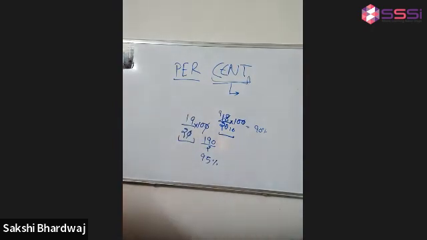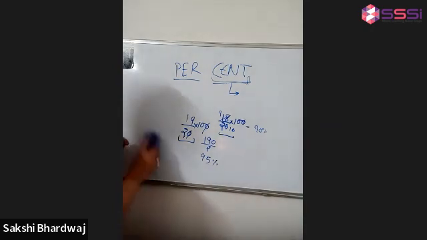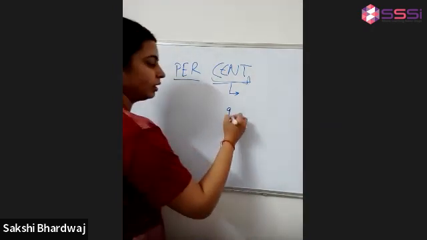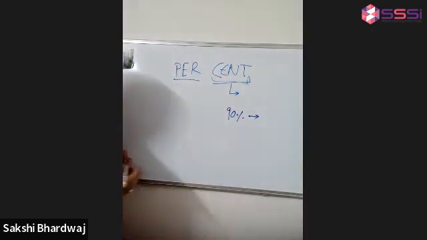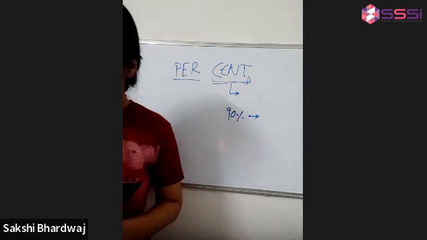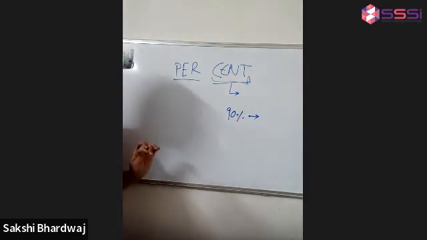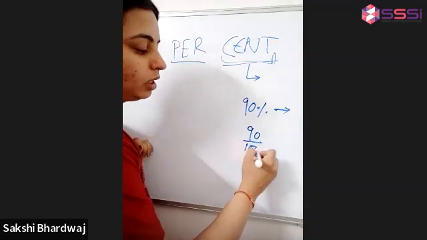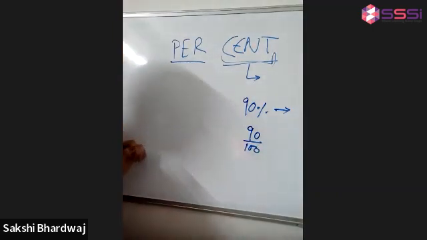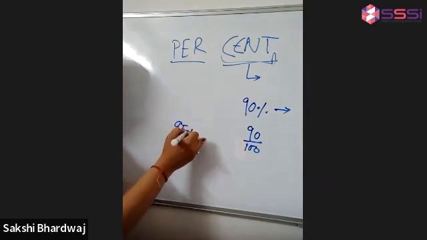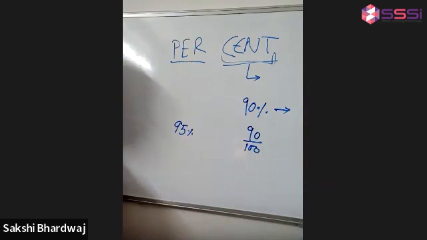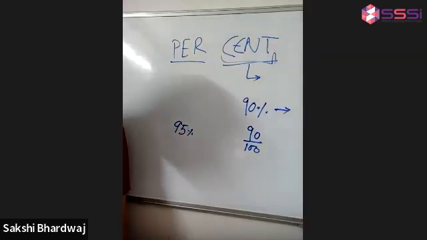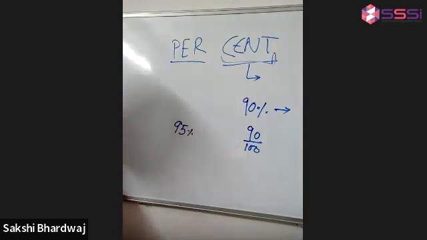Now the next thing is how to convert a percentage into a fraction. Like you got 90% in your science. Now tell me how much marks you got in fraction. 90%, we will do the same thing. So 90/100, percentage is upon 100. Okay. And you got 95% in computer. What fraction comes? 95/100.